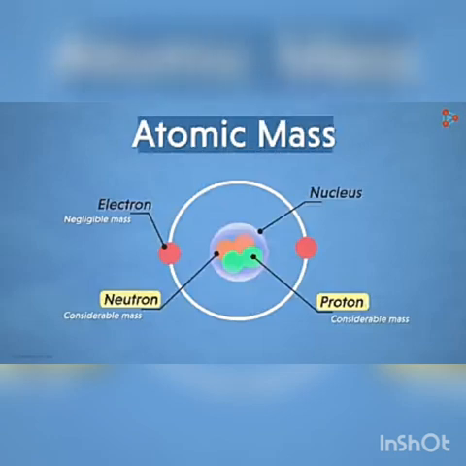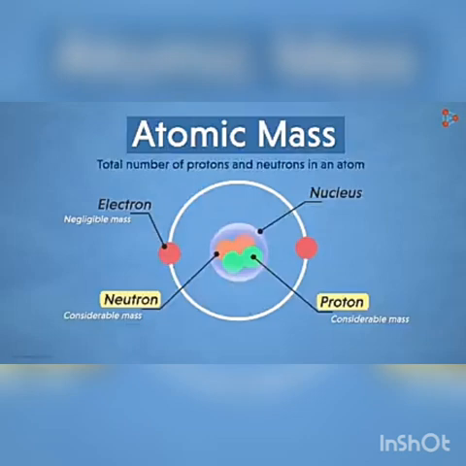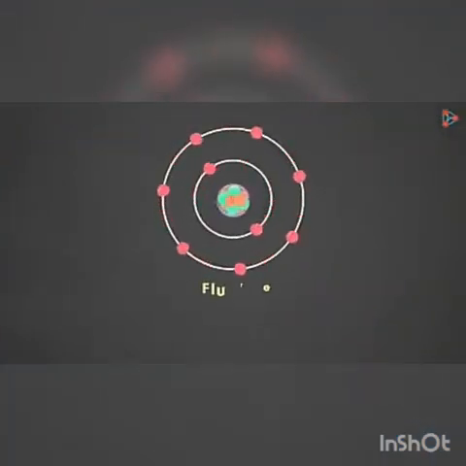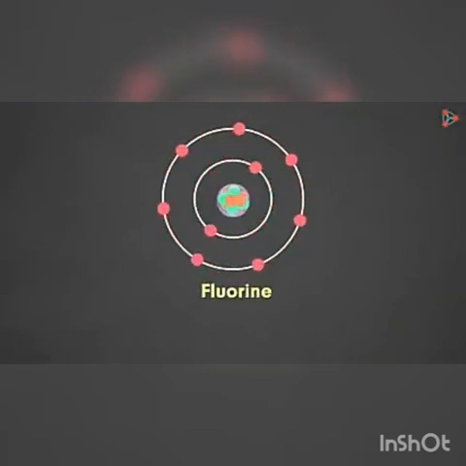Hence, the atomic mass is defined as the total number of protons and neutrons present inside the nucleus of the atom. It is also referred to as the mass number. Let us take a simple example. In case of a simple element like fluorine, we find that there are 9 protons and 10 neutrons in the nucleus.